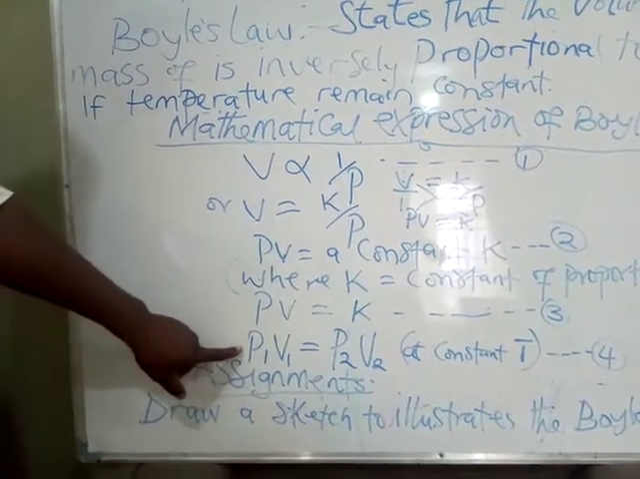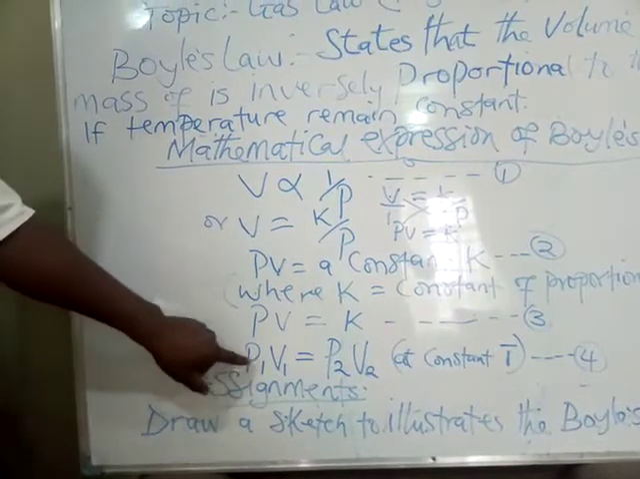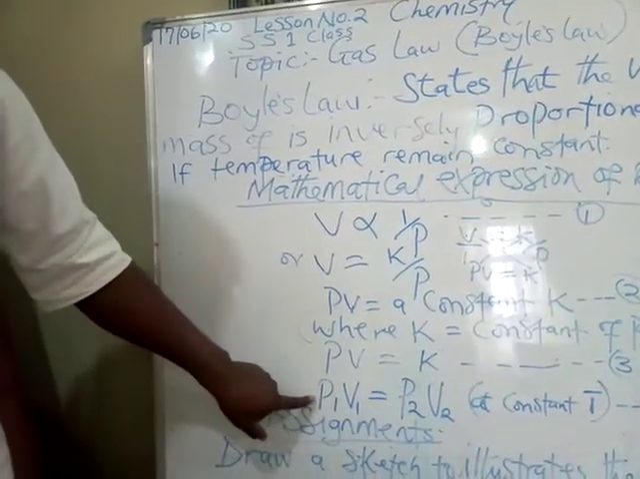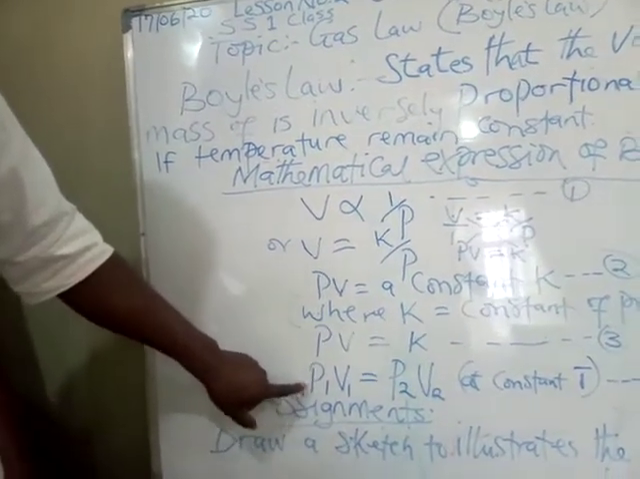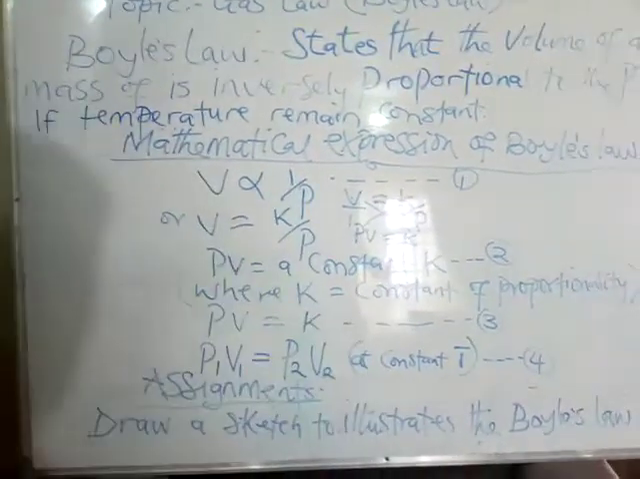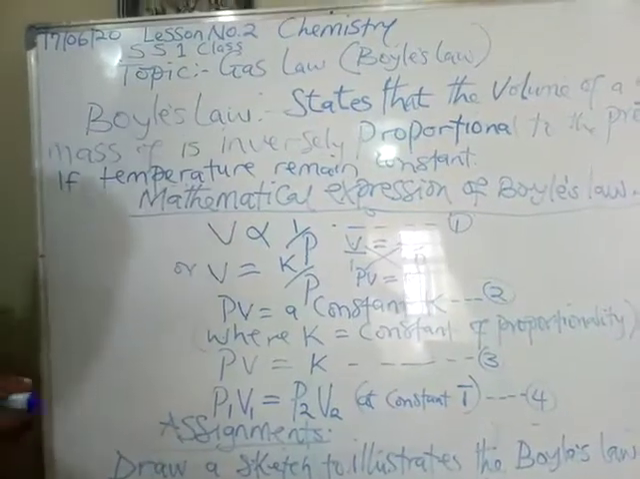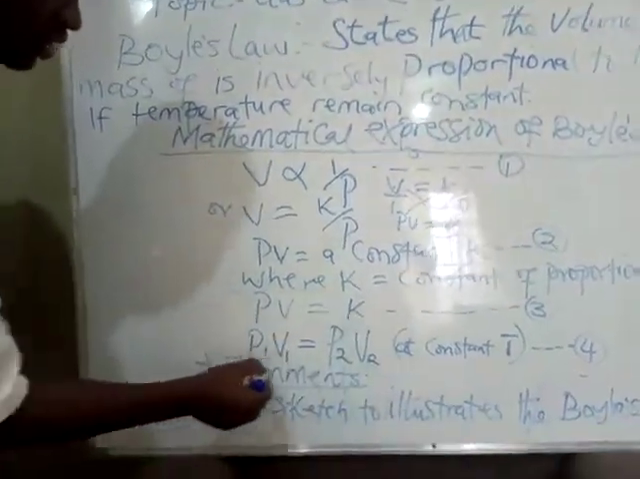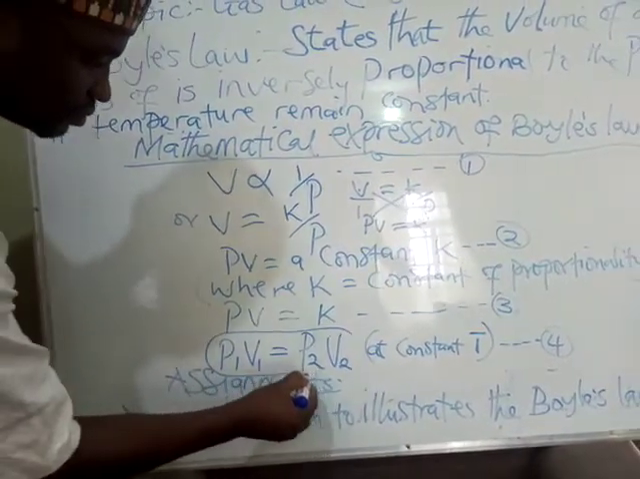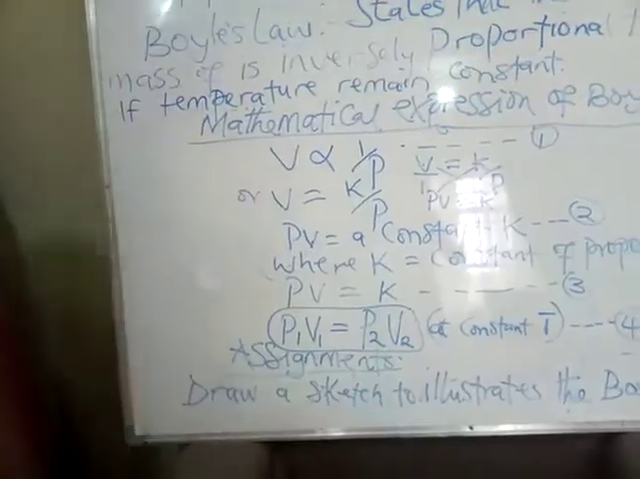Now the formula finally, looking at the initial pressure and the initial volume, and the final pressure and the final volume, the final formula will turn to P1 V1 is equals to P2 V2 at constant temperature. So whenever you want to calculate a problem in Boyle's law, of course we use this formula, P1 V1 is equals to P2 V2.